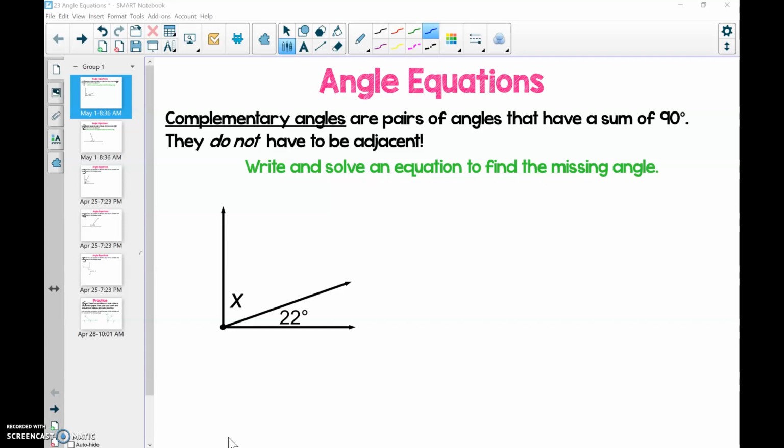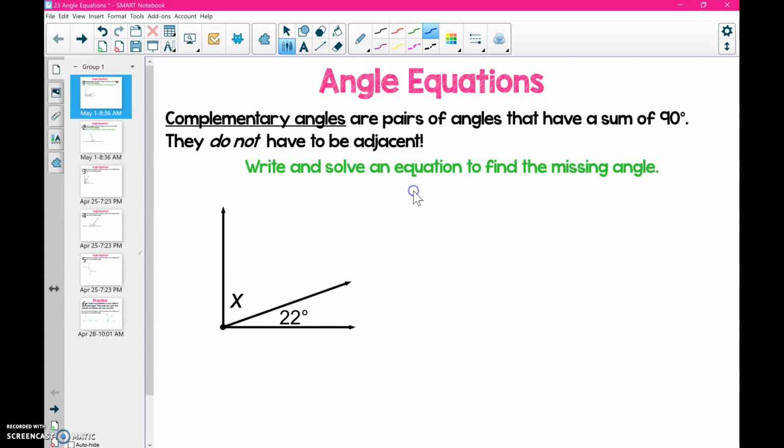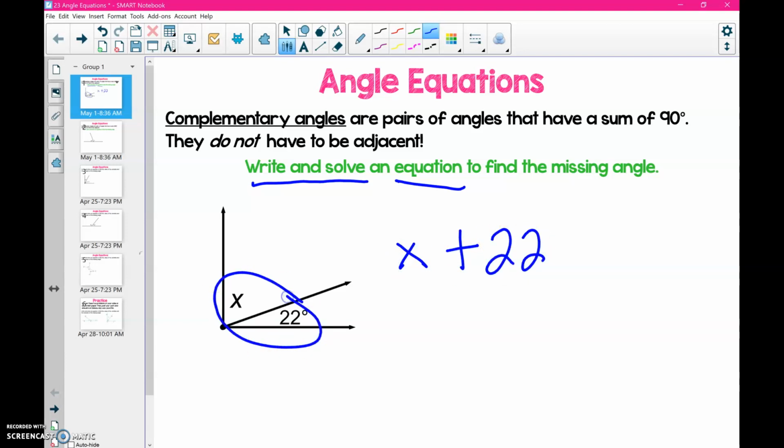But we know that these two angles are going to have to add up to 90 degrees because they create that right angle. So if I was going to write and solve an equation for that, we know that if you take x and you add the 22 to it, you're adding these two together, we know they're going to equal 90 degrees, because they're creating that right angle.